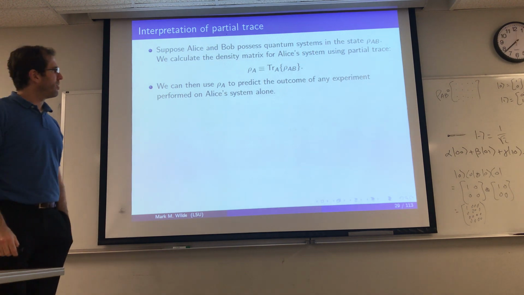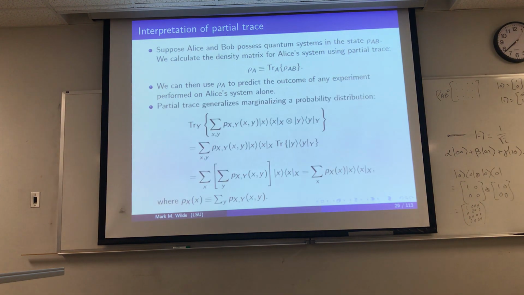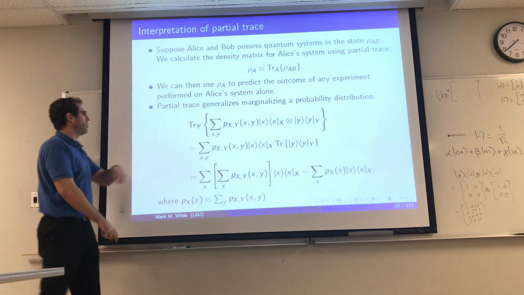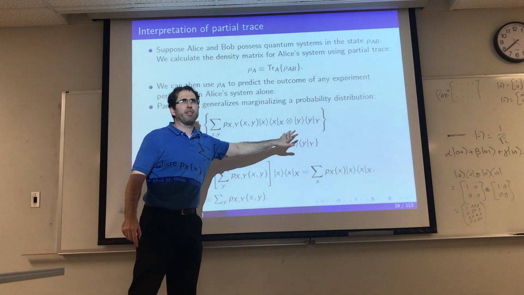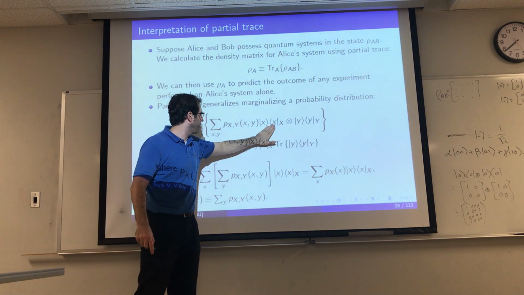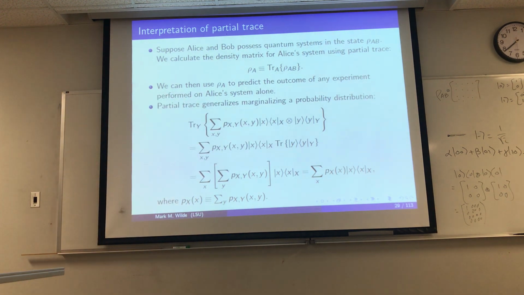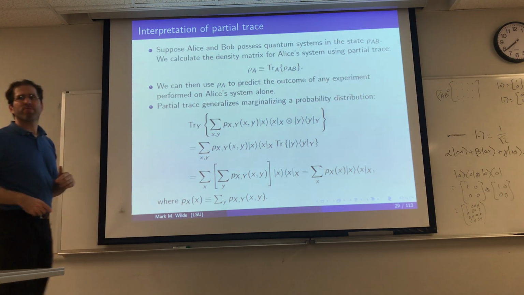But then if we pull together the statistics, we can figure out the global density matrix. This is what we said earlier. Partial trace generalizes this notion of marginalizing a probability distribution. Right? Earlier we said anything we can do classical, we can do quantum. So we can take a classical joint probability distribution and embed it in a quantum state. How do we do that? We pick an orthonormal basis for the X system, an orthonormal basis for the Y system. And then this is just placing the probabilities along the diagonal.